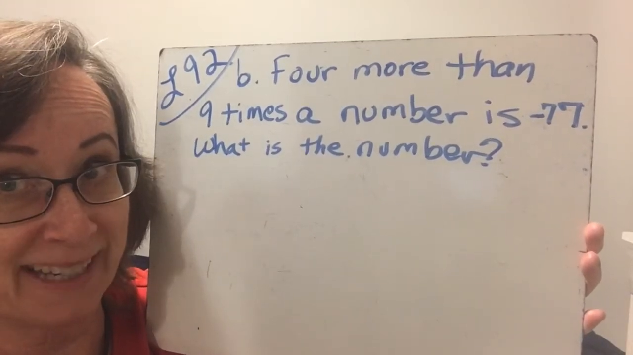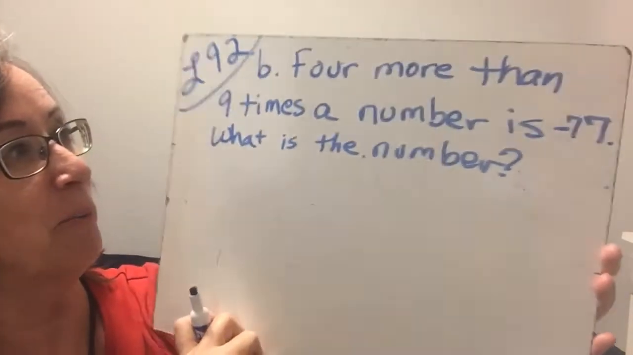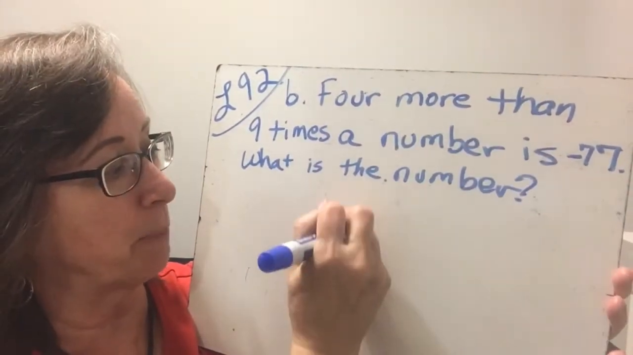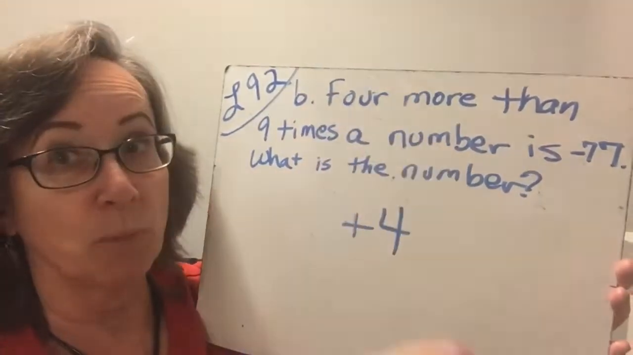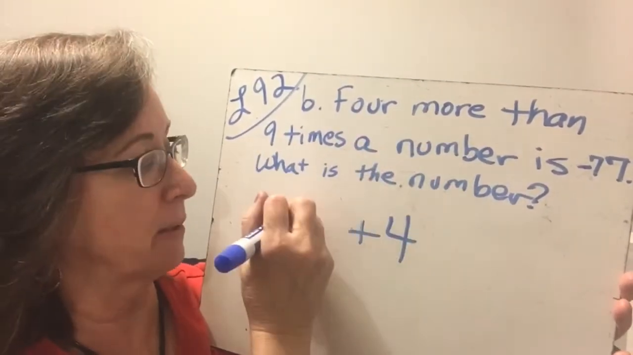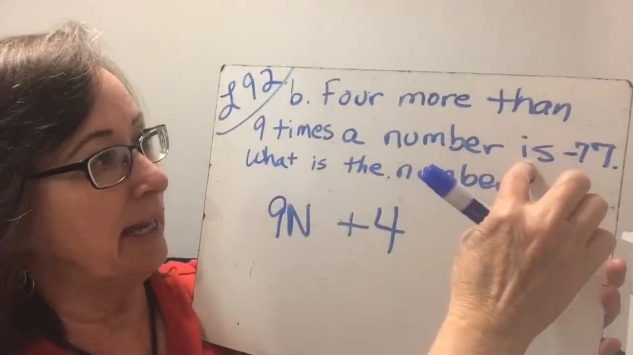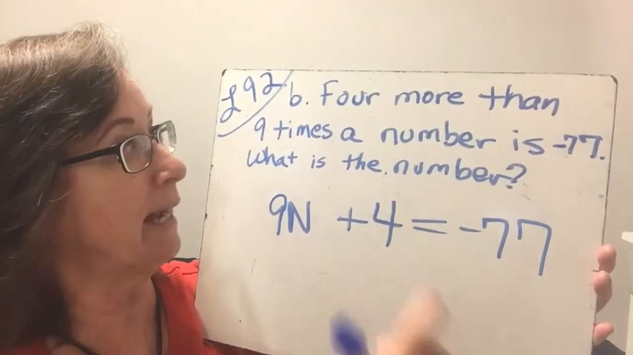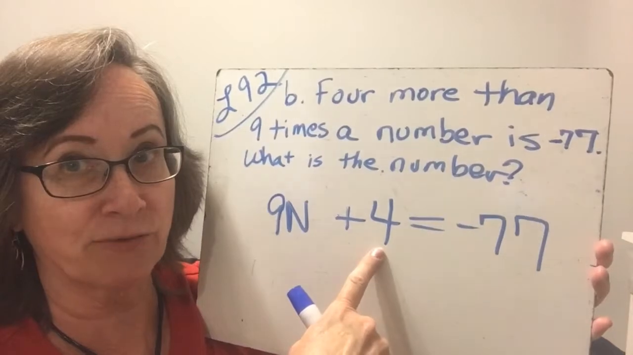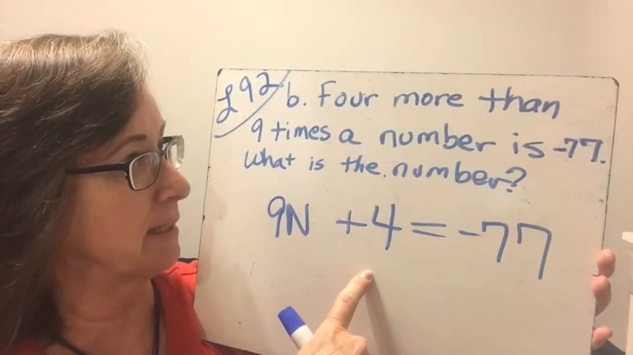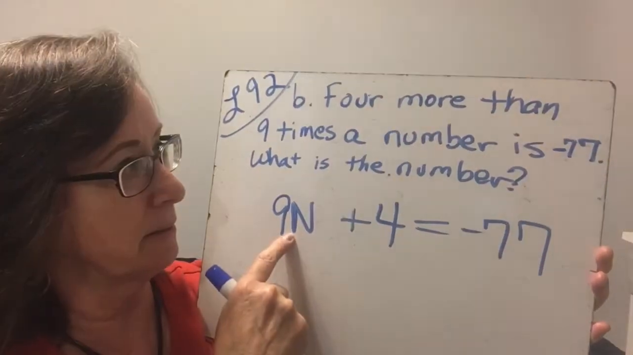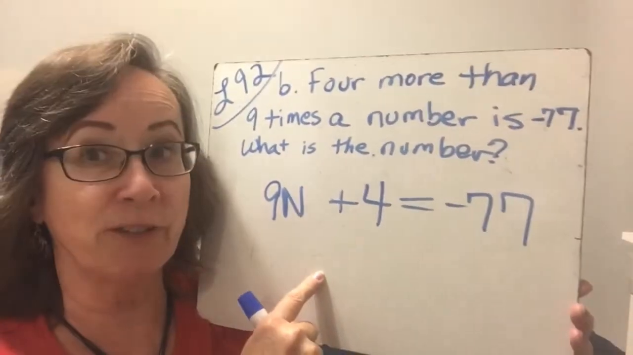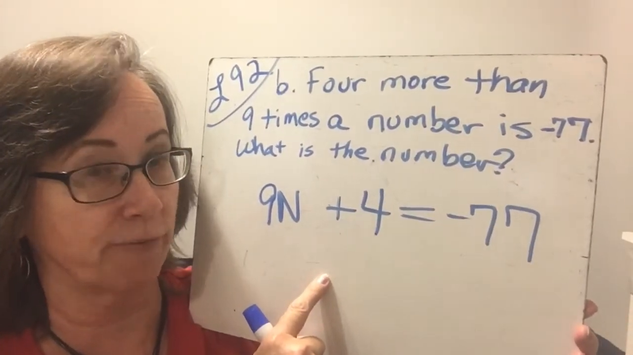Pause your video. All right, so now we are looking at how to write our equation. 4 more than will be a plus 4 on the end. More than what? 9 times a number, so that will be a 9n, that's our equal sign, negative 77. Did you get the equation correct? 4 more than is a plus 4 on the back side of the statement. 9 times a number is negative 77. So hopefully you had that to start with, but if you didn't, pause your video again and go solve it.